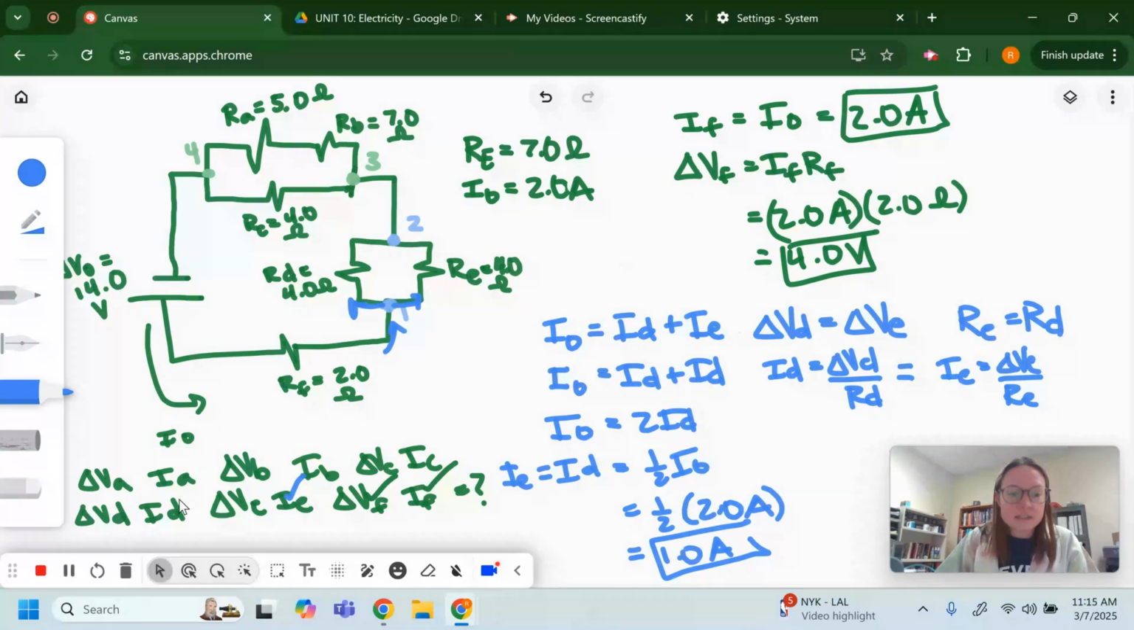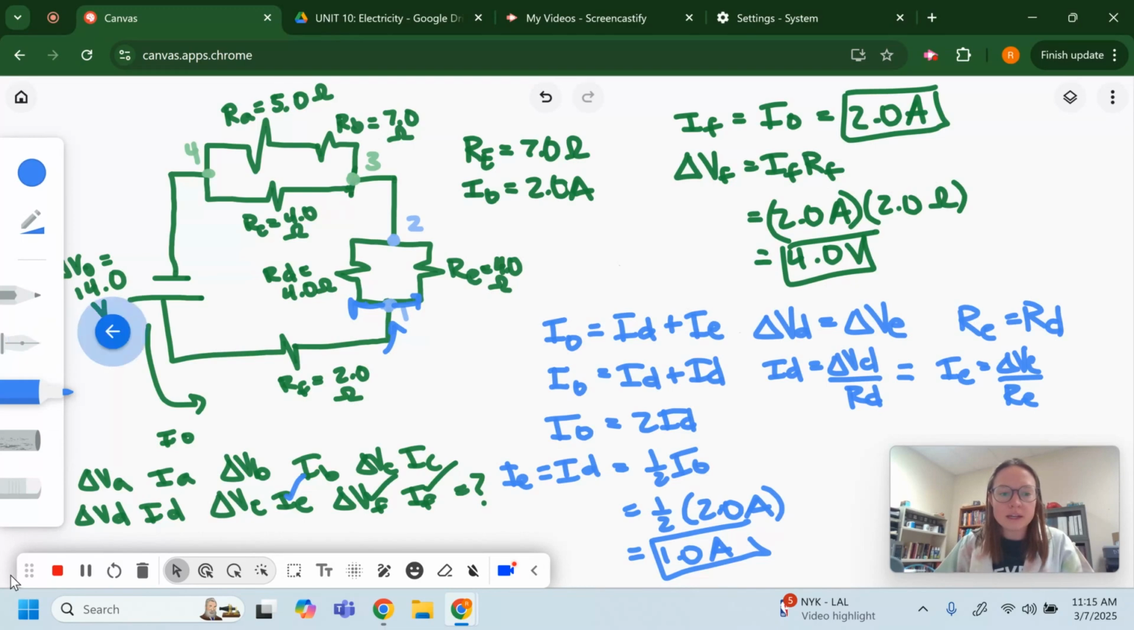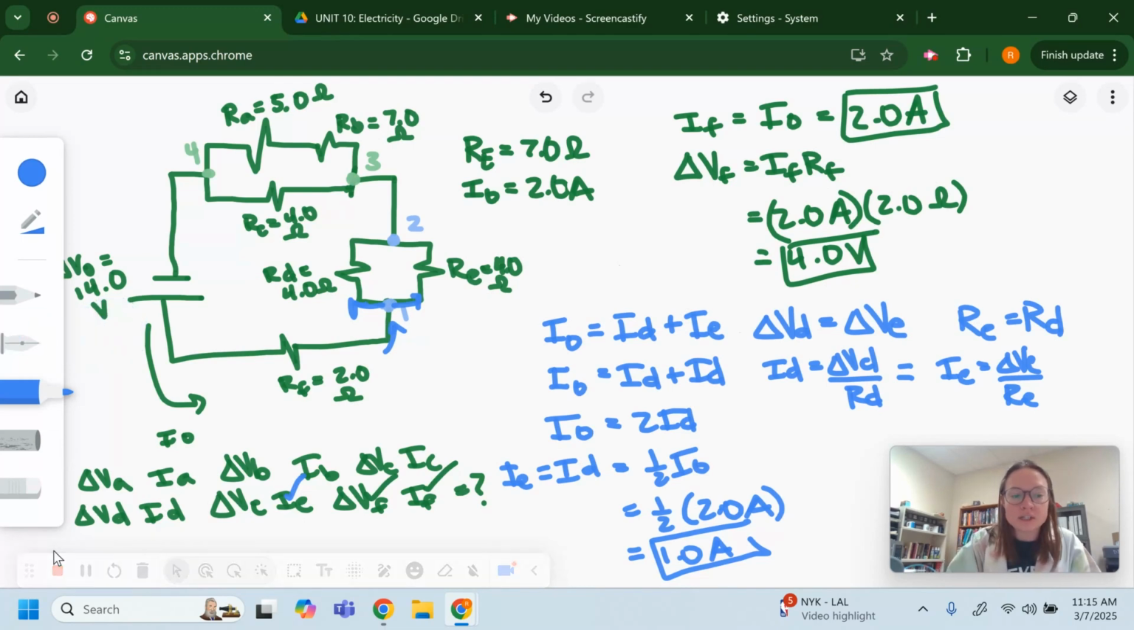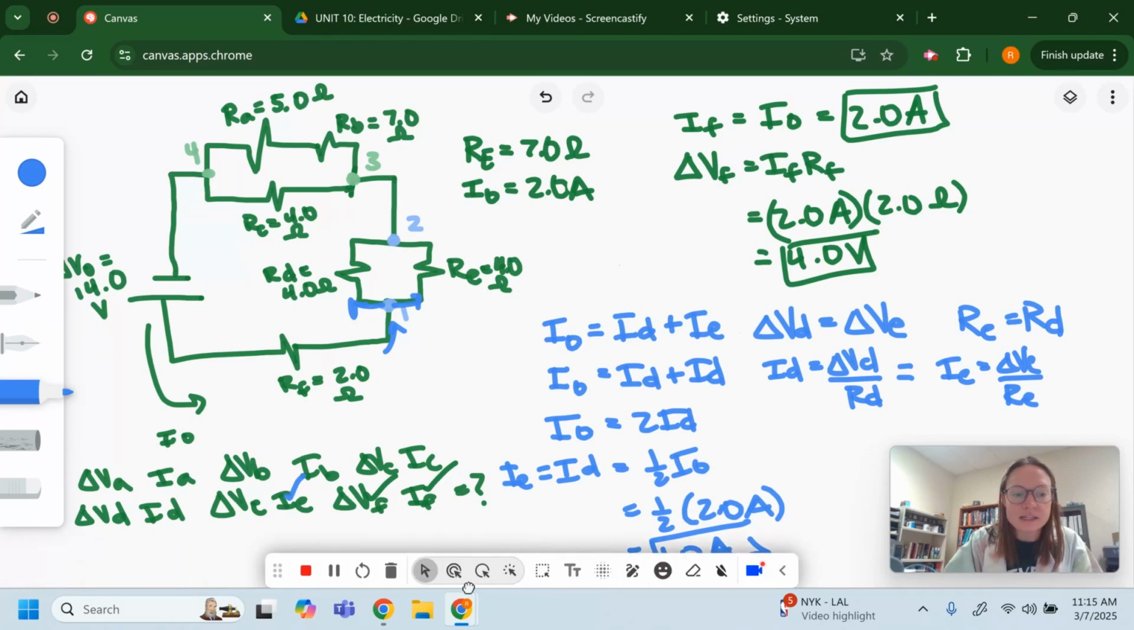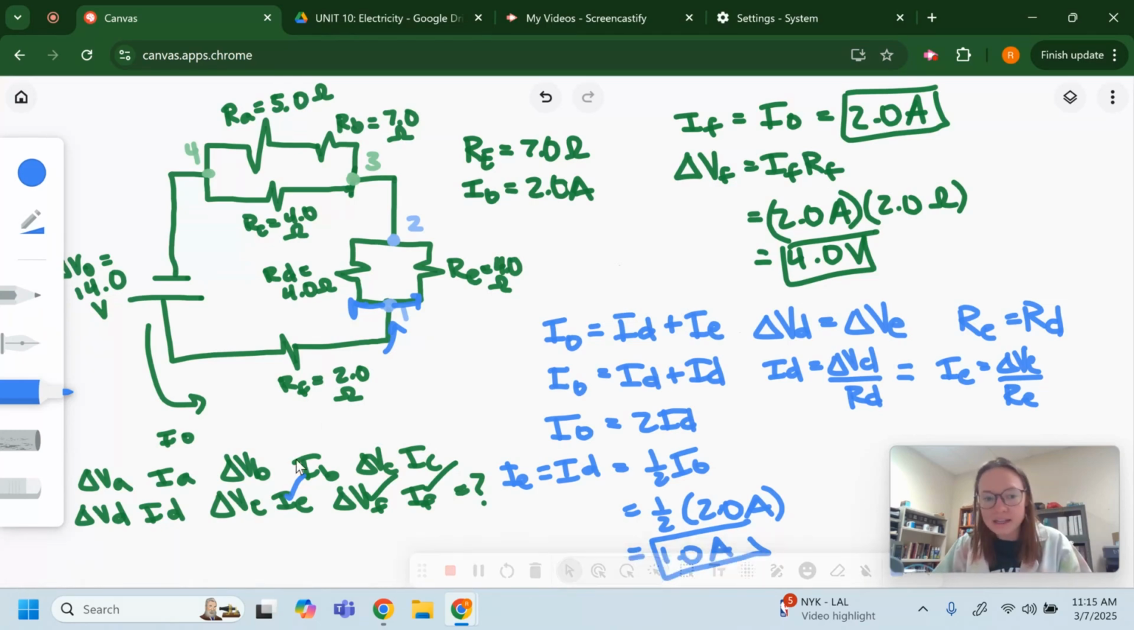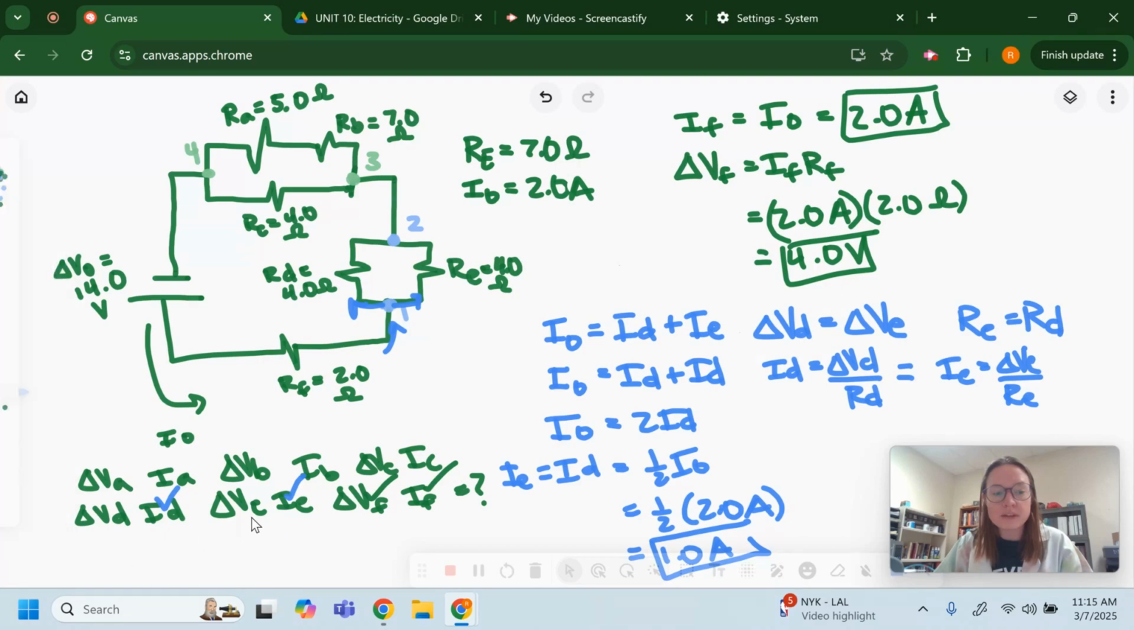If we're looking at our list of things here, I'm trying to see what's going to be the next... I just can't make the check marks when I would really like to. Okay, imagine there's a check mark over there. When I'm looking at this, I'm asking myself, what is going to be the next easiest thing to find? I see that I found IE and ID, so I'm thinking that the next easiest thing to find is going to be VE and VD. That's going to be nice and simple here.